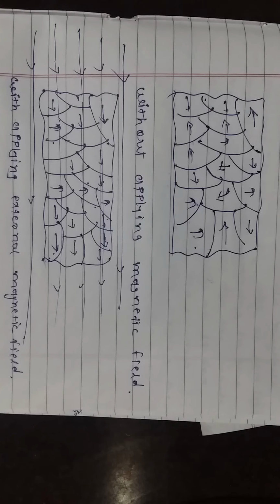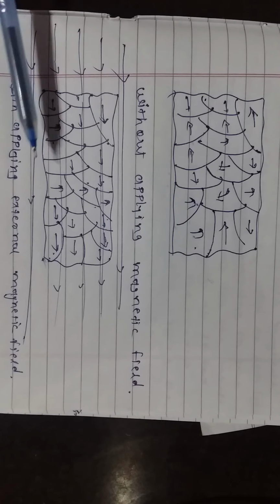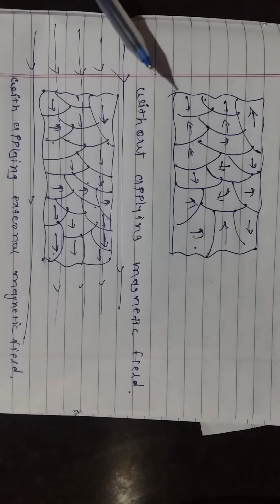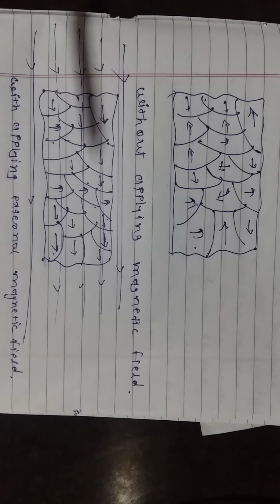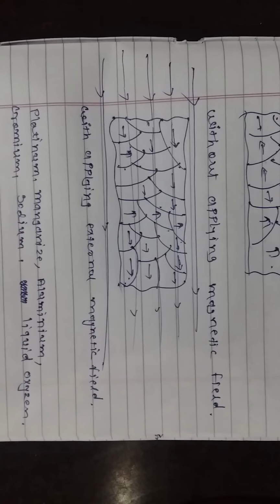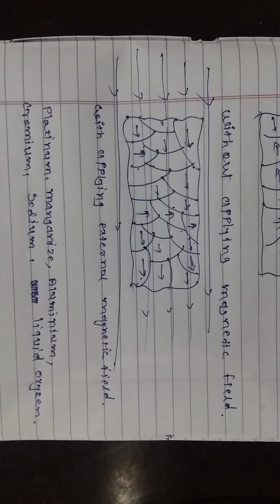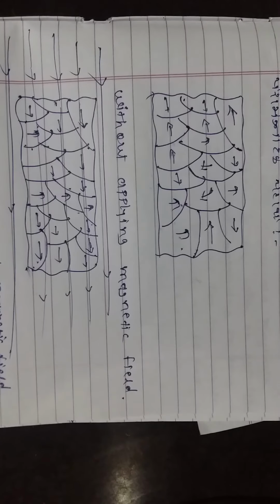Now what should be noticed in this theory? If we remove the external magnetic field, then the paramagnetic material's magnetic dipole moments regain their original condition. That is the point to notice for the paramagnetic material. Let's see some examples: platinum, manganese, aluminium, chromium, sodium, and liquid oxygen. These are paramagnetic materials.